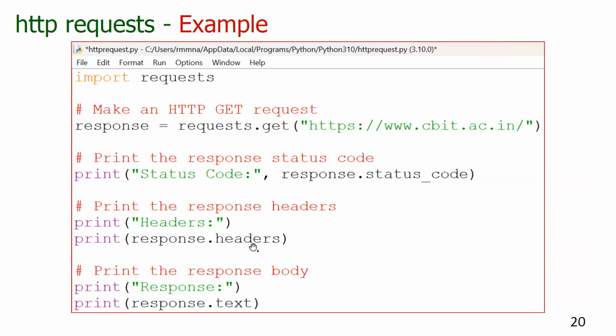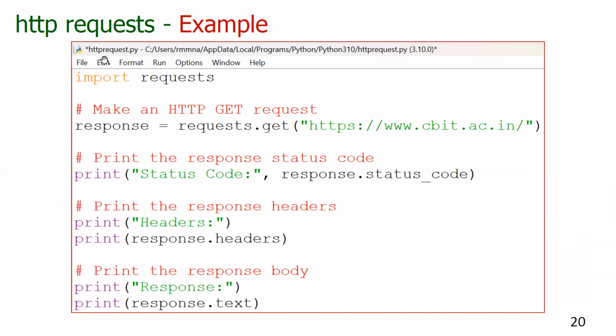For separation purposes, we made headings here. Here, print status code within quotation marks is included; this is a comment and will be displayed as the heading in our output. Then print the response headers. We have made the heading as headers, and above this heading the output of response.headers is displayed. Then print the response body using response.text, and the heading is displayed above it. Okay, let us run this program and see the output live.